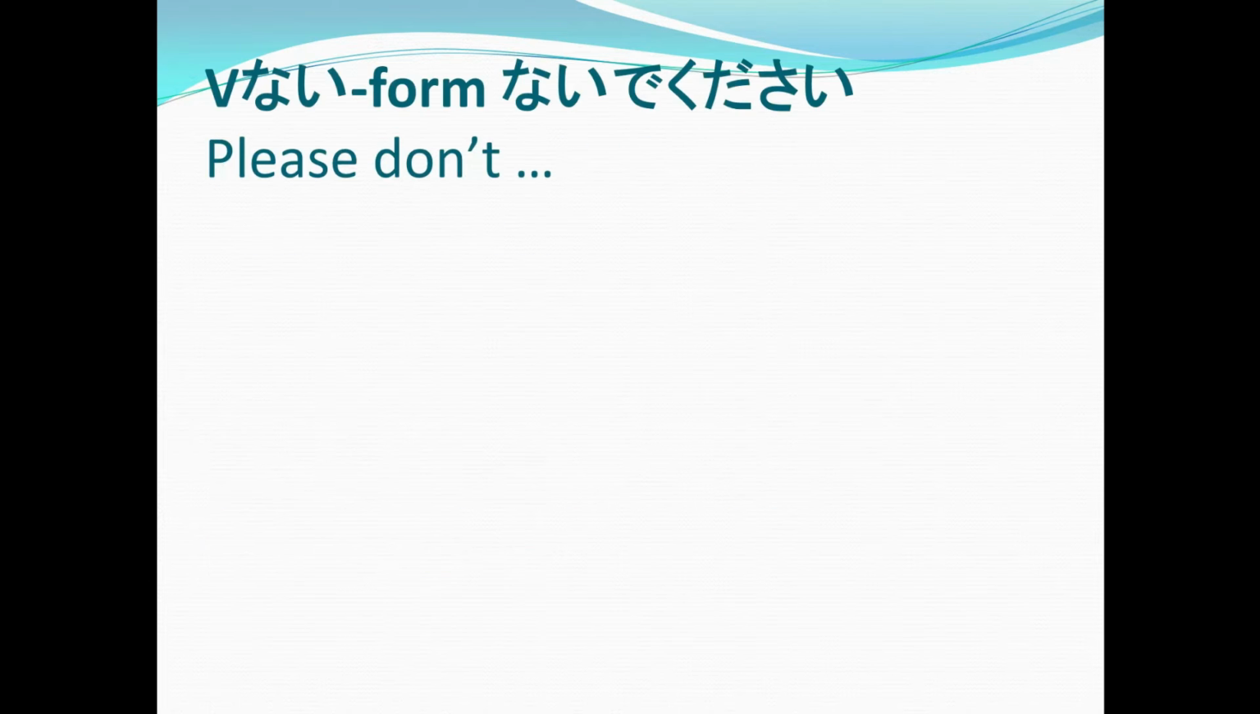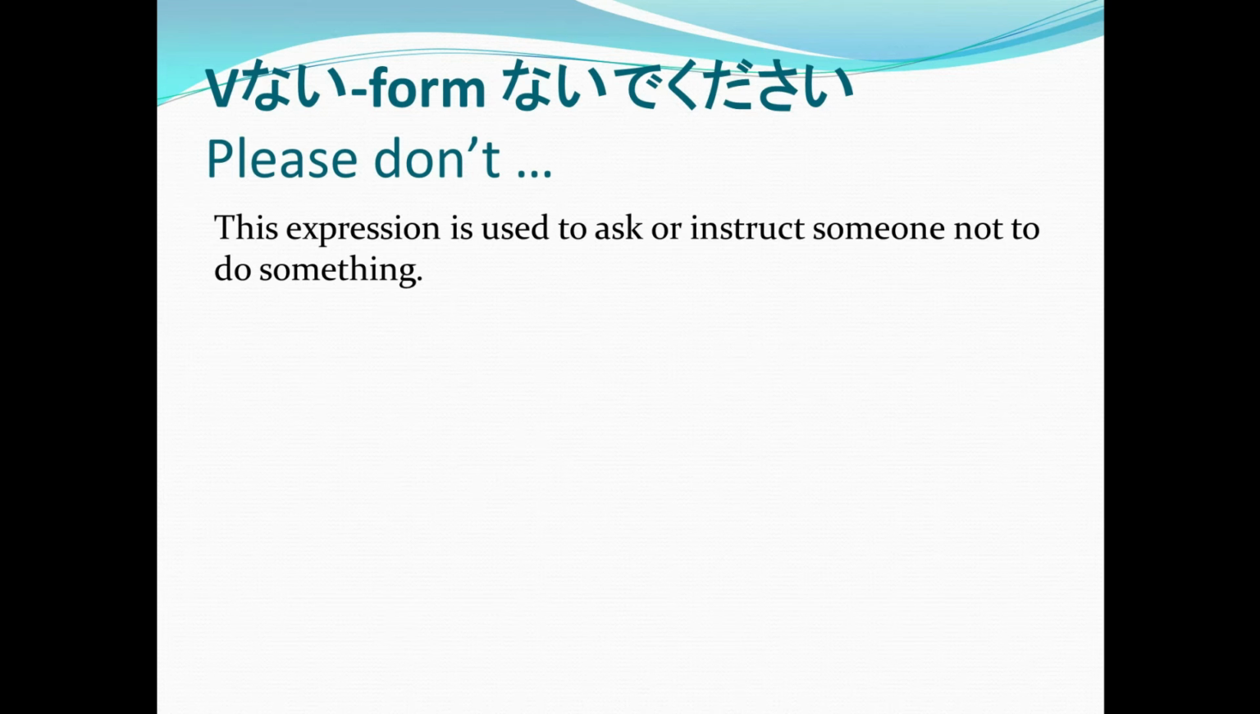So the first sentence pattern that we'll be discussing is the verb nai form nai de kudasai. Again, verb nai de kudasai. It means please don't. If you remember, we've discussed please do in the former lesson. Now let's talk about the verb nai de kudasai, or please don't. This expression is used to ask or instruct someone not to do something.